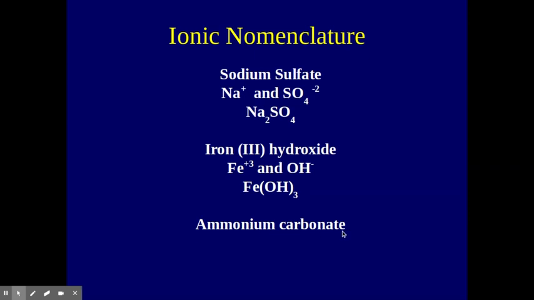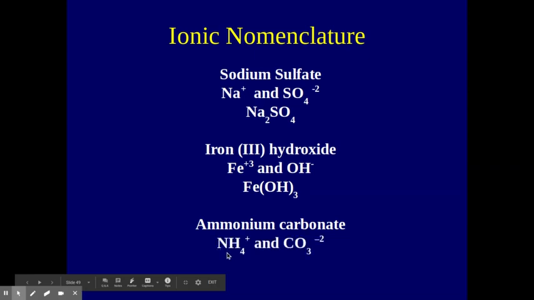Ammonium carbonate. Double polyatomics here. So ammonium's a polyatomic, NH4 with a +1 charge. Then you have carbonate, CO3 with a -2 charge. So I'm going to need 2 ammoniums and 1 carbonate. If I have more than one polyatomic, I'm going to need parentheses around it. So you write it in parentheses with the 2 here, telling me I have 2 ammonium ions and 1 carbonate. I know it's a lot.